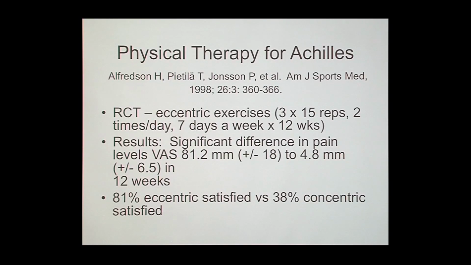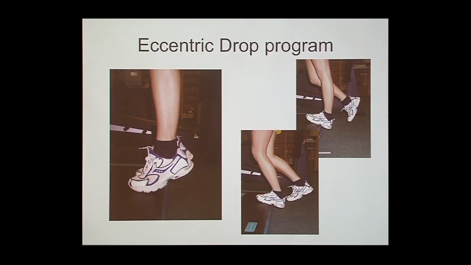So this kind of study is what we call a randomized control trial. We take people, we separate them by chance into two groups. We just see if something works or not. And what these researchers found is that these eccentric exercises actually help these people more than just normal strengthening things. So we talked about eccentric loading.